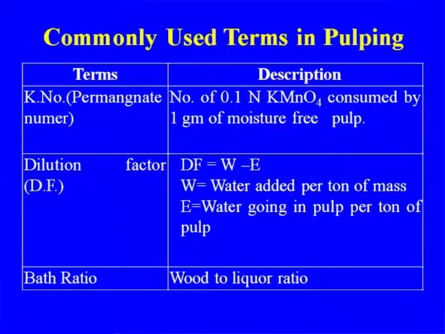These are some of the other terms that we are using to judge whether the chips have been properly cooked or not, or what type of pulp we are making. So, kappa number or the permanganate number, these are the two numbers we are using. In case of the permanganate number, it is the number of 0.1 N KMnO4 consumed by 1 gram of moisture free pulp, and even by seeing the appearance of the pulp, if the people are experienced, they can judge what is actually the kappa number of the pulp.